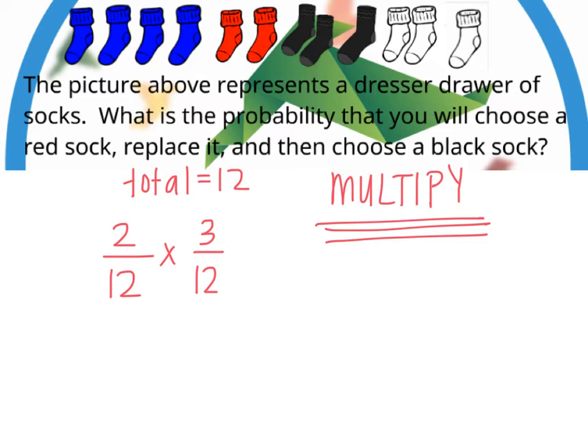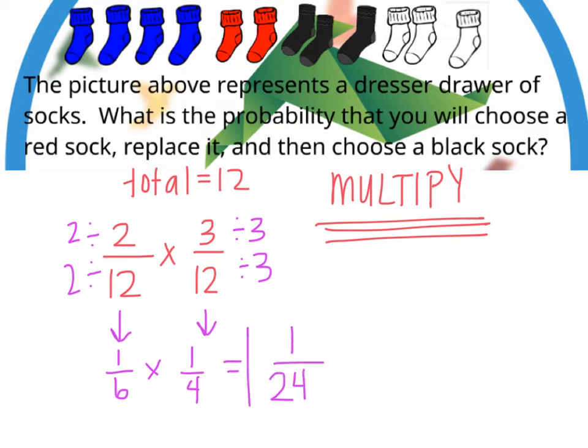Both of those can reduce down to nice numbers, so I'm going to reduce those. This reduces down to 1/6 times 1/4. The common factor here was 2, so when we divide by 2, we get 1/6. The common factor here was 3, so we get 1/4. When we multiply that out, we get 1/24. So the probability of picking a red sock on the first go, putting it back, and picking a black sock on the second go is 1 out of 24.